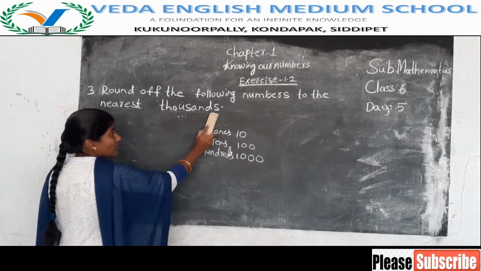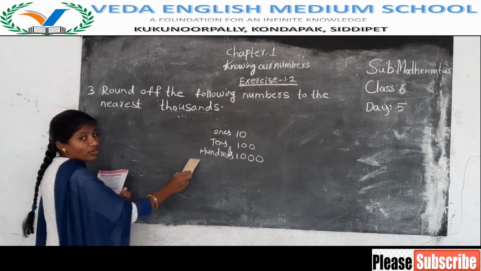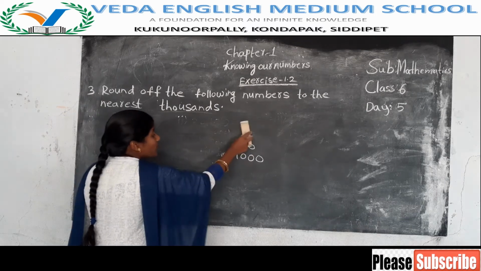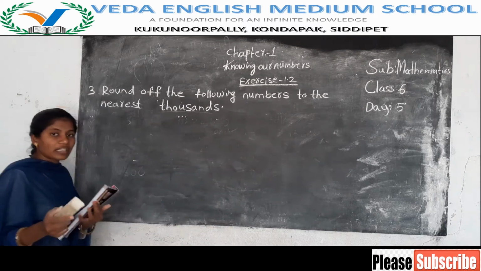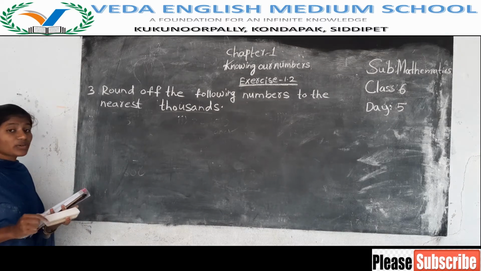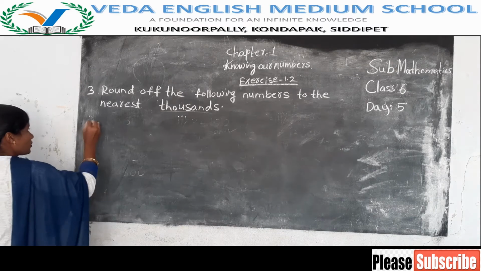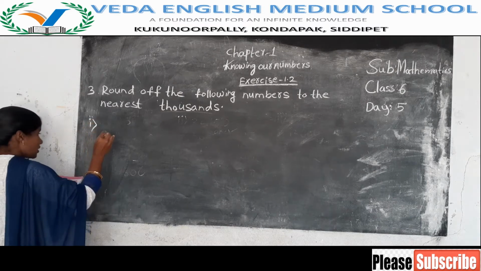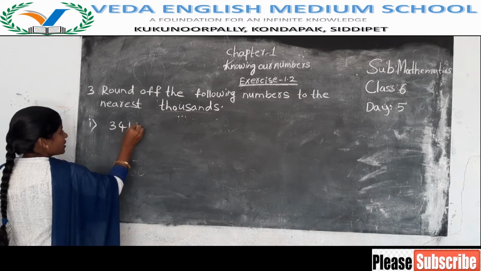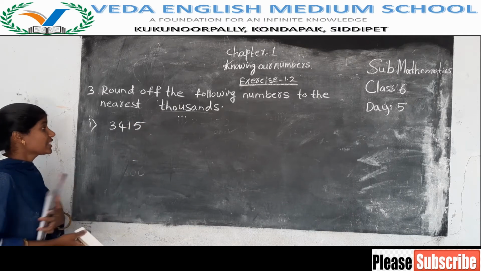Now here they are asking for the thousands place value. That means you have to count the hundreds place number. Before the place value you have to check. Before 1000 the place value is 100. So you have to check the hundreds place number. Now we will do the first one. 3415, nearest thousands.